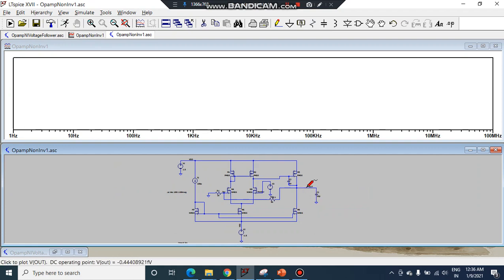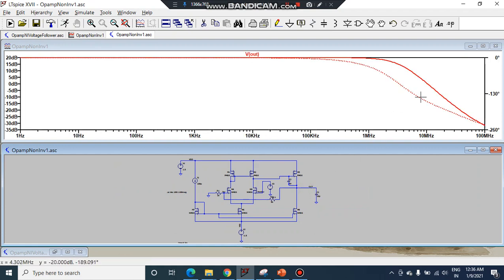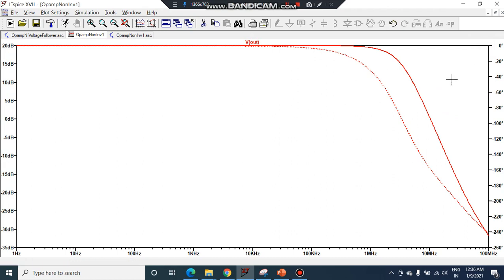So I again select output, and this is my Bode plot. So the gain is 10, so 20 log 10 is 20 dB again, and the dark line represents magnitude plot, the dotted line represents phase plot. So the phase is essentially going from 0 degree to minus 240 degree. That is, there are 3 internal poles to the system.